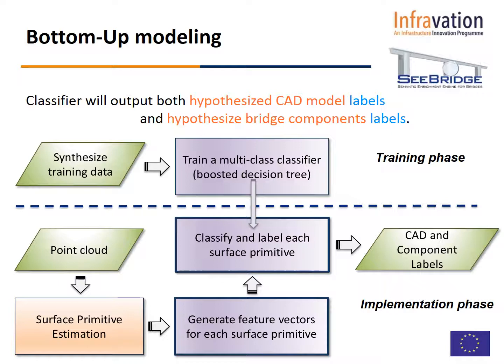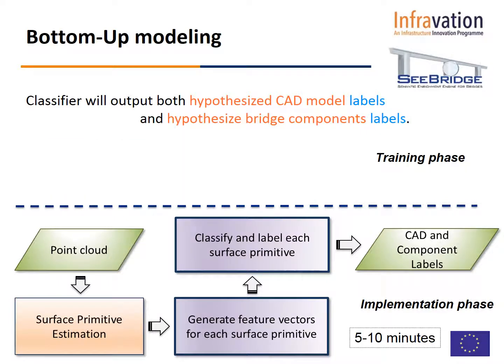In the implementation process, you have the procedure that I outlined before, point cloud to surface primitive estimation. The surface primitive estimation is then processed and fed to the classifier, which will output the CAD and component labels. And I drew the arrow from the top to the bottom to indicate that the output of the training phase is an actual algorithm. It's a data structure that I can then load and it will execute an algorithm for me.